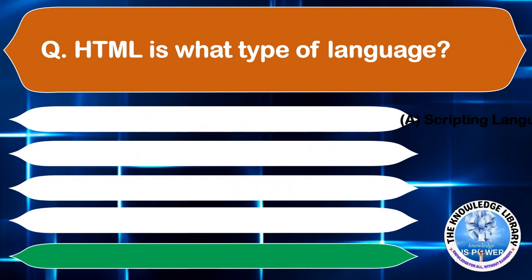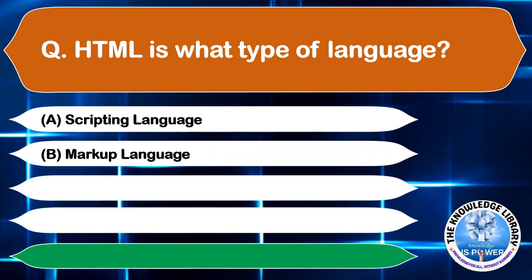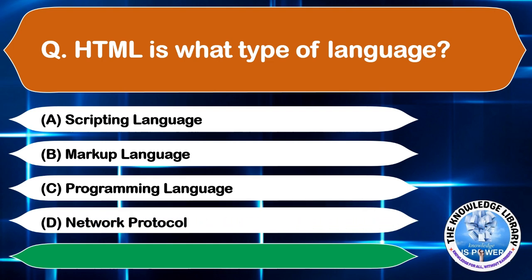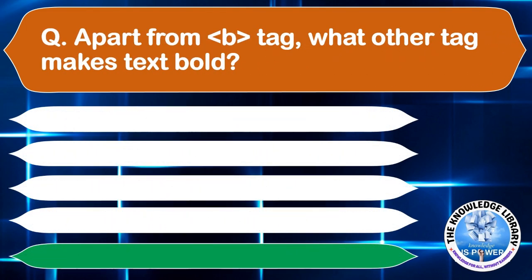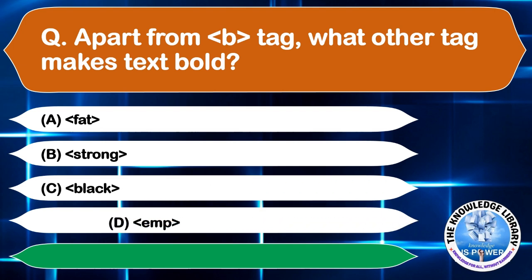The next question is, HTML is what type of language? Option A, scripting language, option B, markup language, option C, programming language, option D, network protocol. The correct answer is option B, markup language. The next question is, apart from B tag, what other tag makes text bold? Option A, fat, option B, strong, option C, black, option D, M. The correct answer is option B, strong.